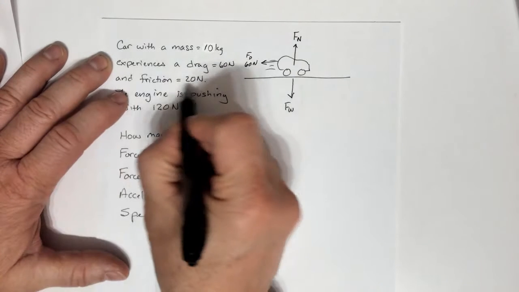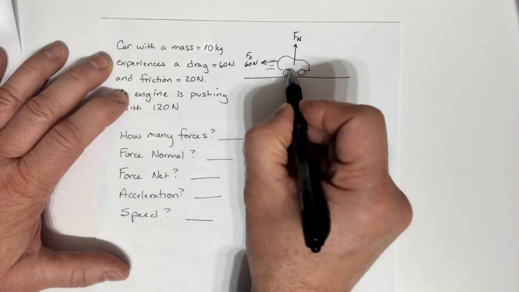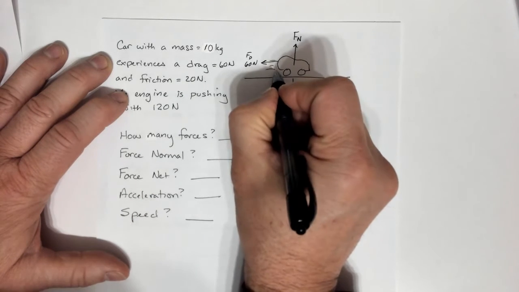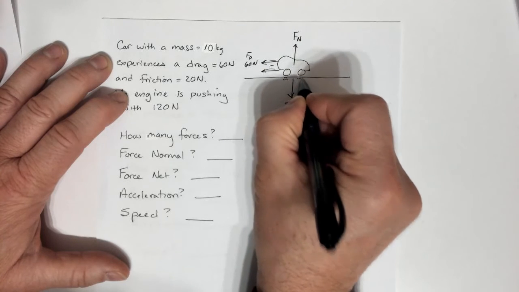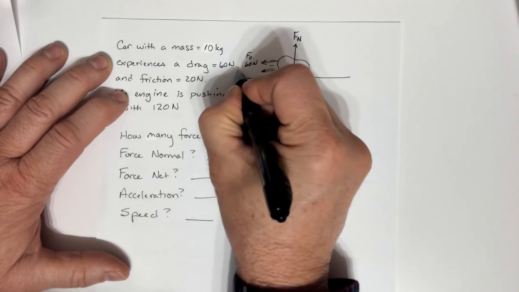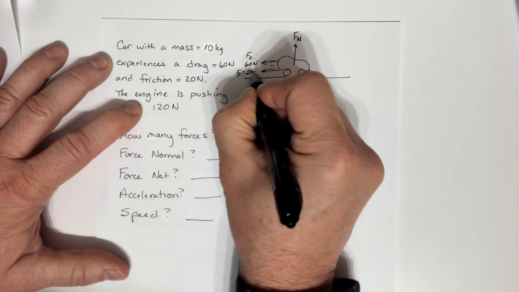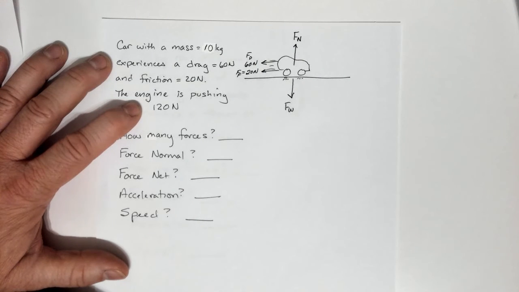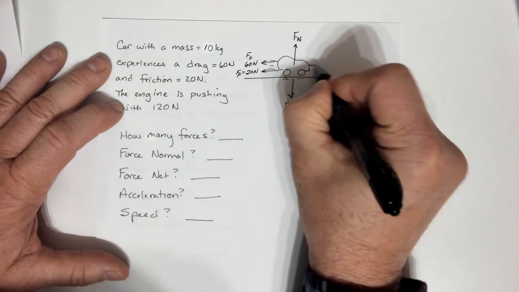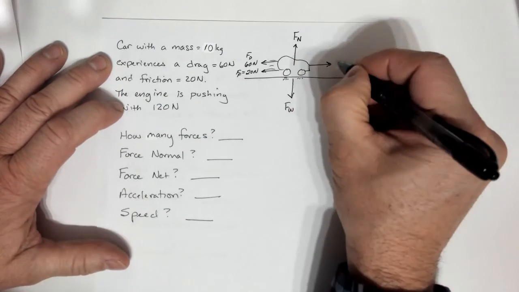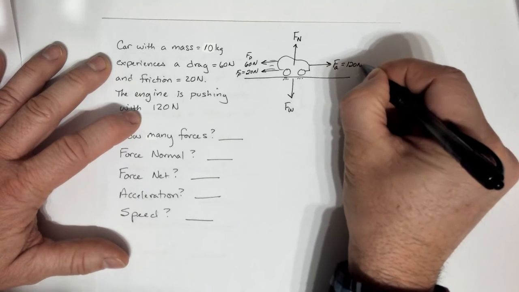Okay? It mentions also friction. Friction is also an opposing force. It acts opposite of motion. So it also would act backwards from the road where it interacts right here. Okay? And so that force of friction is 20 newtons. Okay? So I've identified those, and it says the engine is pushing, so we have what we can call force of thrust or force applied, whatever you want to call it, it's fine, of 120 newtons.